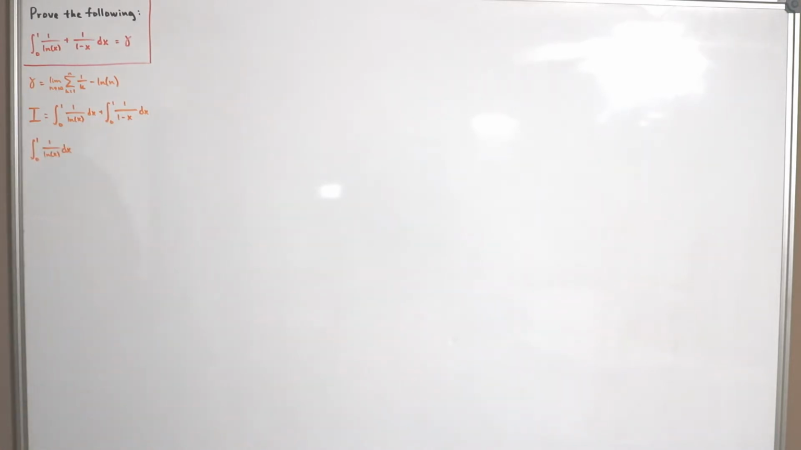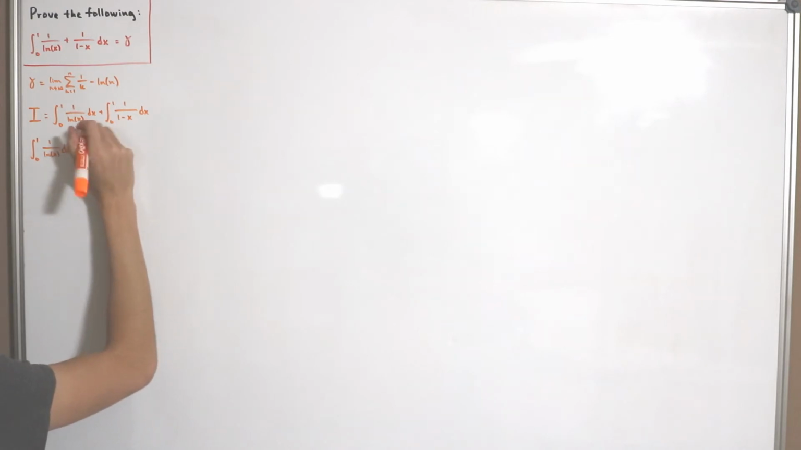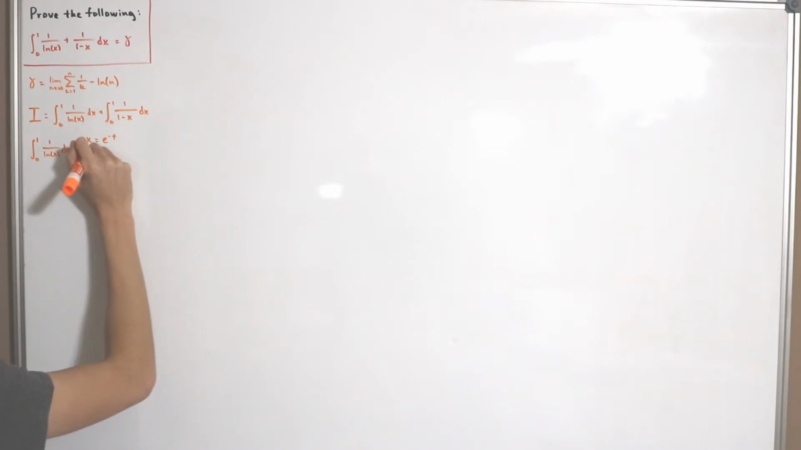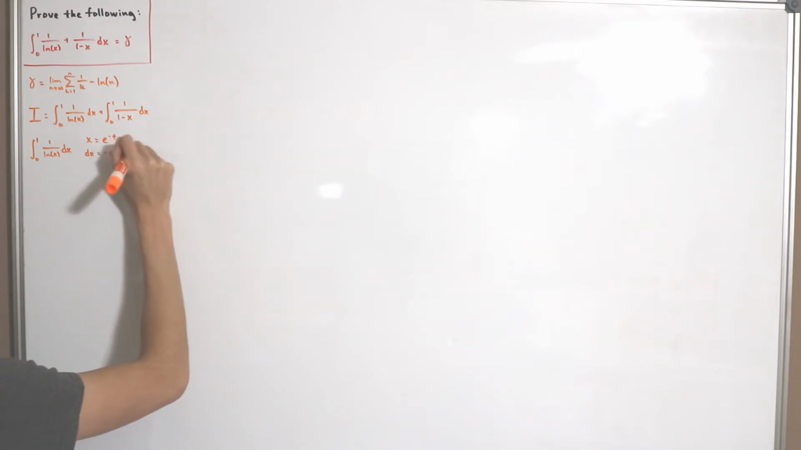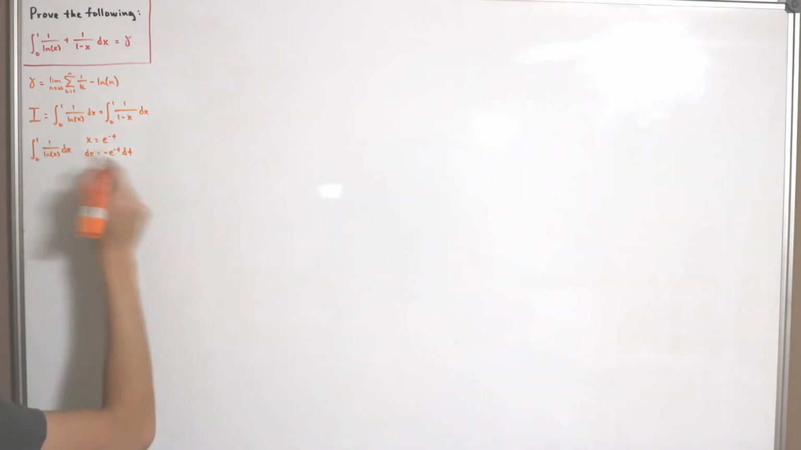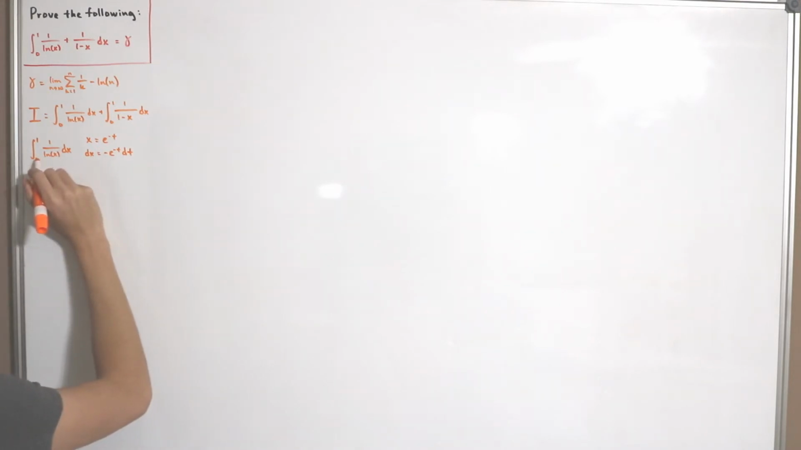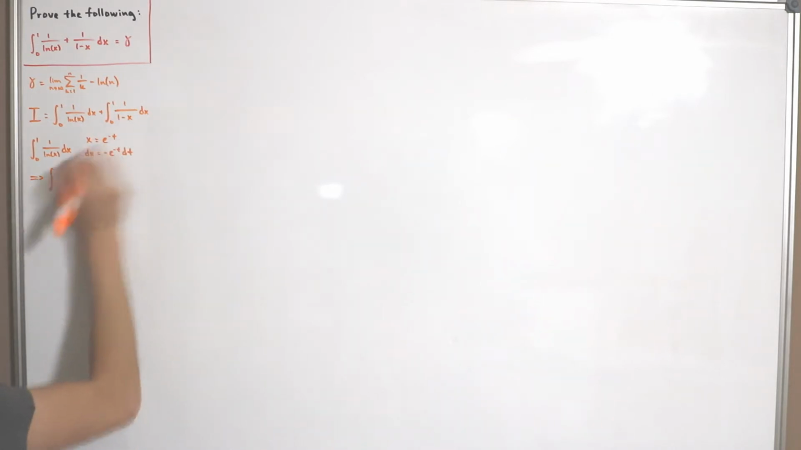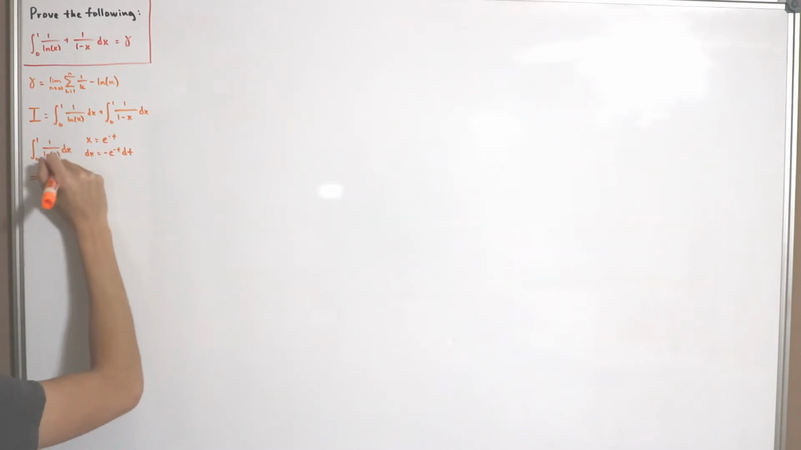What I want to do is a u-substitution, this time in terms of t. Let's call x equals e to the negative t. That means dx is equal to negative e to the power negative t dt. Now we have our new bounds. When x is equal to 0, t would have to be infinity, and as x equals 1, t would have to be 0.